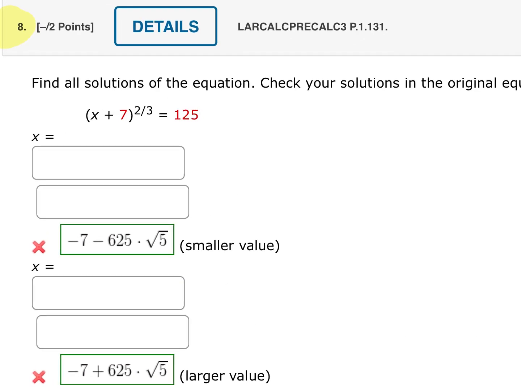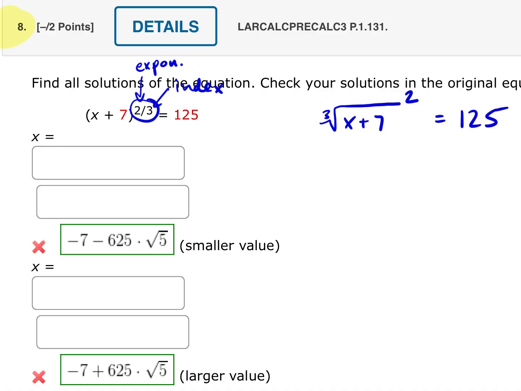So here we want to solve. I'm going to rewrite my exponent as a square root and an exponent since it's a fraction. So the number on top is the exponent. The number on the bottom is the index. So the index is in front of our square root. So we have the cubed root of x plus 7 squared, the number on top stays on top, is equal to 125.